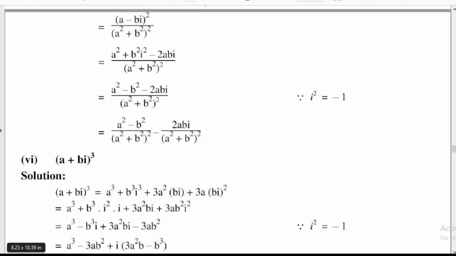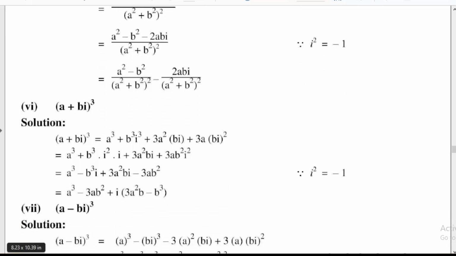So a^3 minus b^3 i, because i^2 is equal to minus 1, i^3 is equal to minus i. So a^3 - b^3 i + 3a^2 bi, and since i^2 equals minus 1, minus 3ab^2. So a^3 - 3ab^2 plus, taking i common, plus i(3a^2 b - b^3).